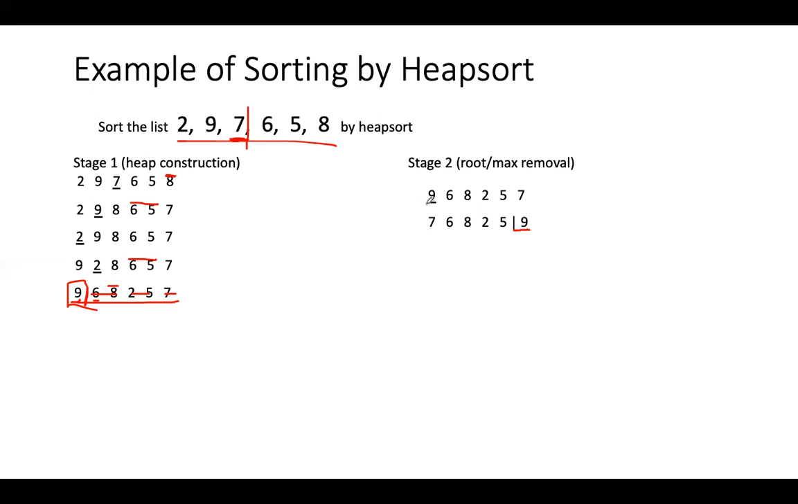Next thing is, you have got a new parent here, 7. Immediately you have to check the heap condition. 7, its children are 6 and 8. 7 has reached the root position. The heap is not satisfied here because 8 is greater than 7. So what you should do is, 8 should come back to the root location. So 8 will become root now.